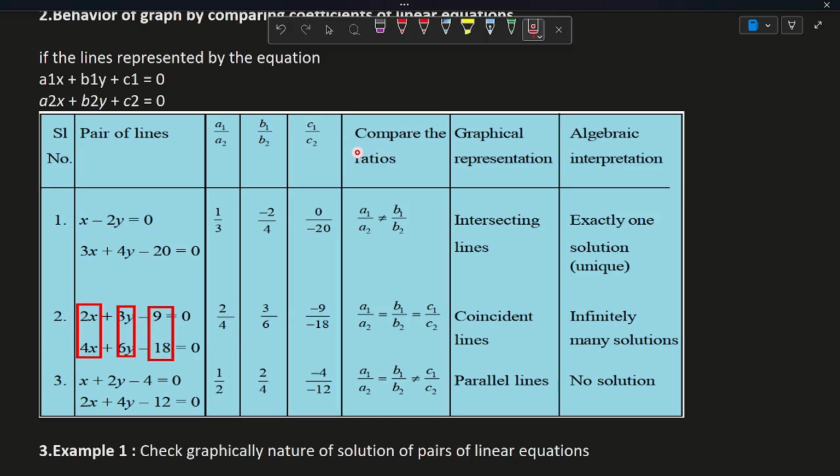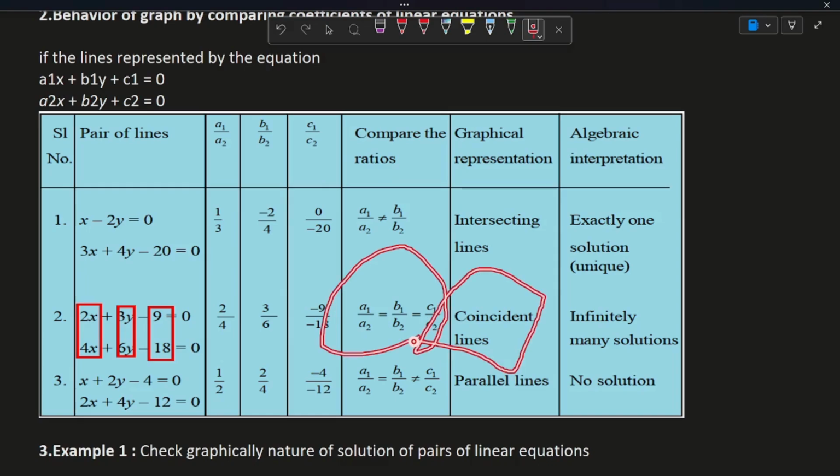By comparing the coefficient ratios, we can conclude the nature of the graph or the nature of the solutions. For example, in this polynomial, see here, a1 by a2. a1 is 2, a2 is 4. Here b1 is 3, b2 is 6, c1 is minus 9, c2 is minus 18. By solving, this becomes 1 by 2, this becomes 1 by 2, this becomes 1 by 2. Means a1 by a2 equals b1 by b2 equals c1 by c2. So this is the condition for coincidental lines.